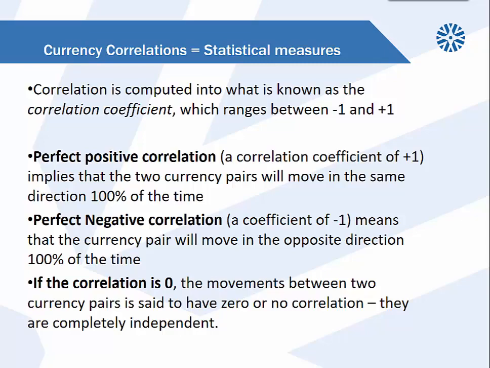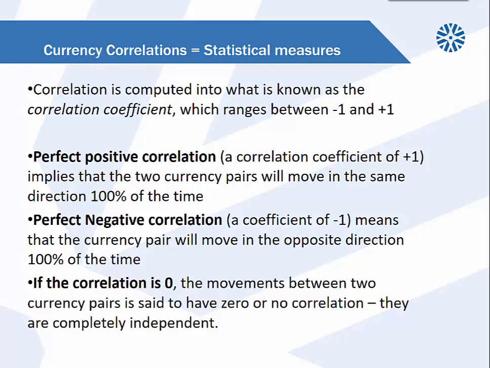So, just remember, when we have a positive correlation up towards +1, that means those currency pairs move in the same direction most of the time. The flip side is a negative correlation where you have a coefficient of a negative number. -1 means that they will move in the opposite direction. And when the number is near 0, that means there is literally no correlation and they are completely independent in their movement.